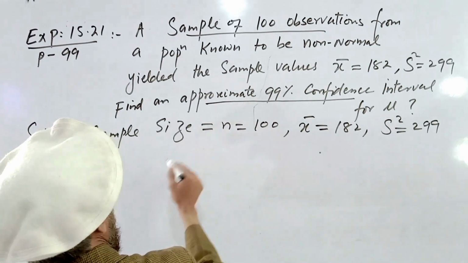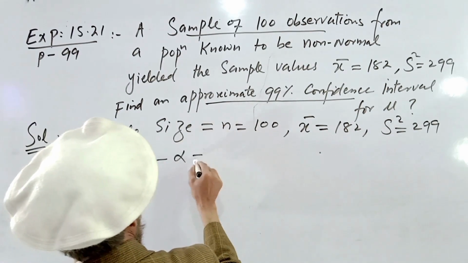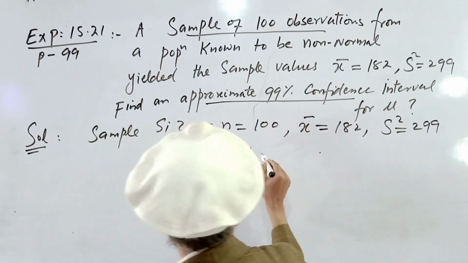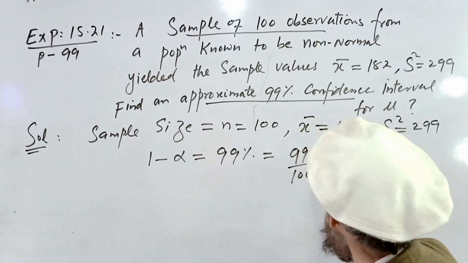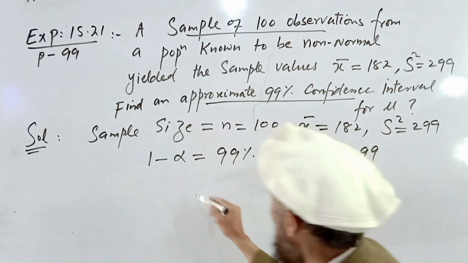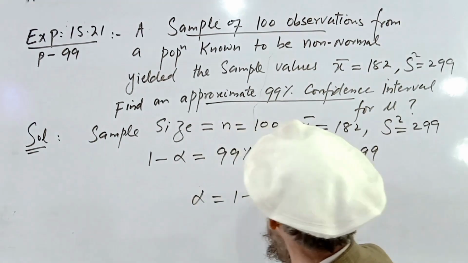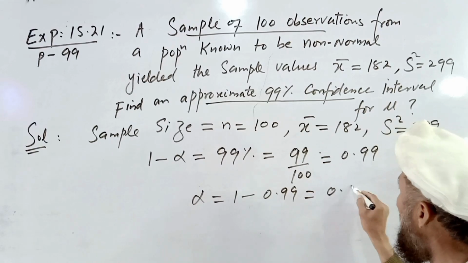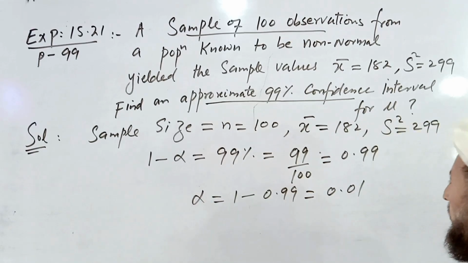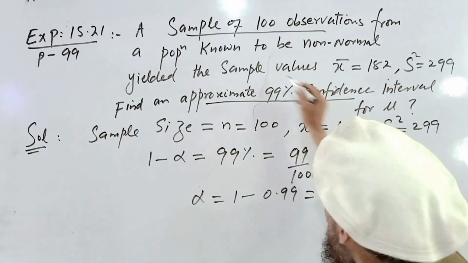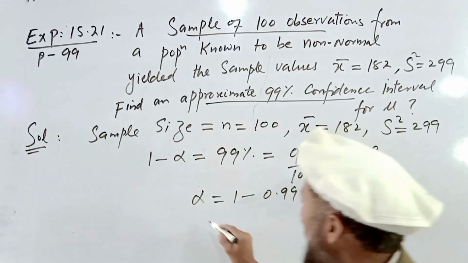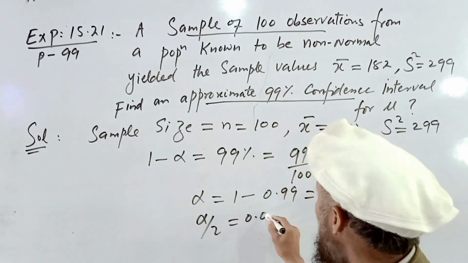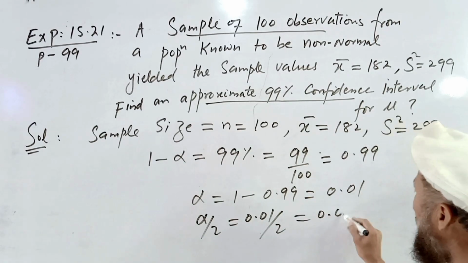So it means that here 1 minus alpha is 99%. We can write 99 divided by 100 is equal to 0.99. Then alpha is 1 minus 0.99, so we get 0.01. Because we need the 99% confidence interval for the population mean, z alpha by 2 is required here. Alpha by 2 is equal to 0.01 divided by 2, which is 0.005.